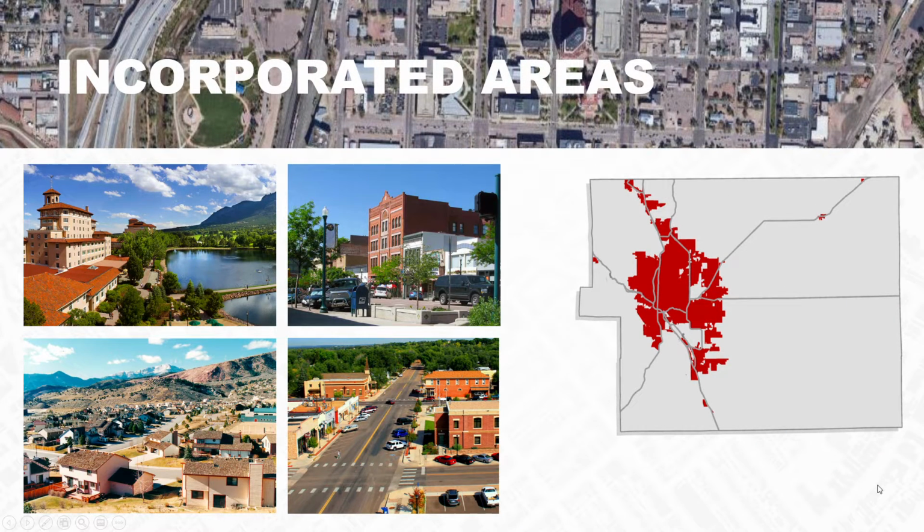Lastly is the incorporated areas. The El Paso County Master Plan will not be going into these areas to plan for them, as each of these municipalities have their own comprehensive plan governing their own jurisdictions. The areas of the county that you see in red on the map are all incorporated municipalities and not governed by the place types of El Paso County Master Plan.